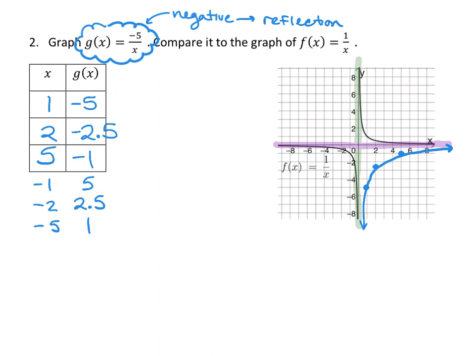Which means my other coordinate points are negative 1, 5, negative 2, 2.5, and negative 5, 1. Whoa, that's in a different quadrant as well. And if I abide by the rules, which means don't touch the purple line, touch all the points, don't touch the green line, this is what my graph might look like.